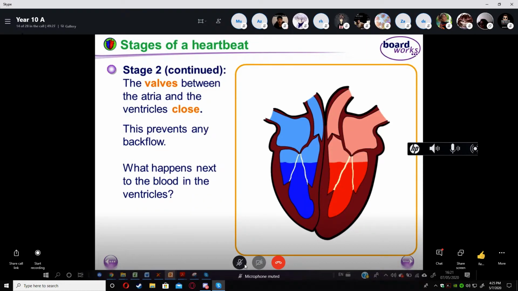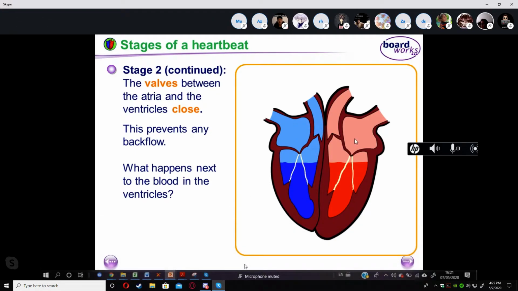And the valves between the atria and the ventricles close. This prevents the backflow of blood. Now listen to me very carefully to what I'm saying. When the valve closes, it makes a sound called lub. L-U-B, lub. Okay? And now, what happens next to the blood in the ventricles?